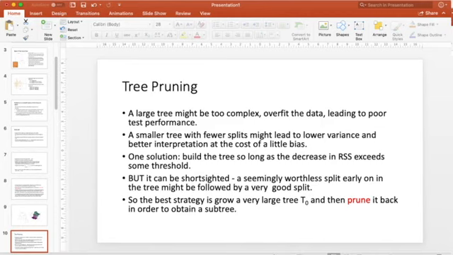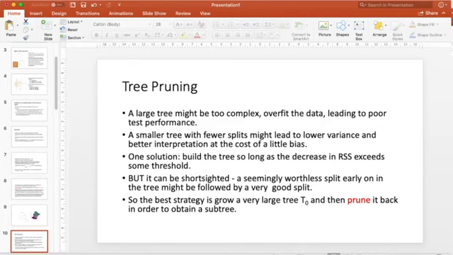So between a very large tree and a very small tree, where we end up with high or low bias and variance, what would be the solution? What would be the best way to build a decision tree? The solution is we should build the tree so long as it decreases the residual sum of squares by more than some threshold value. But this can also be short-sighted.